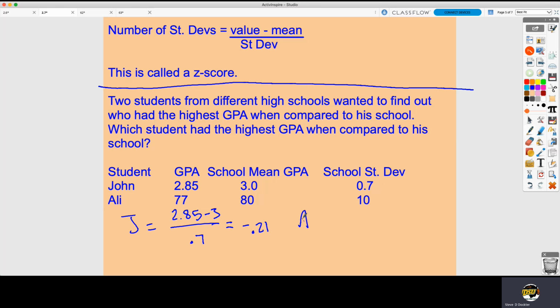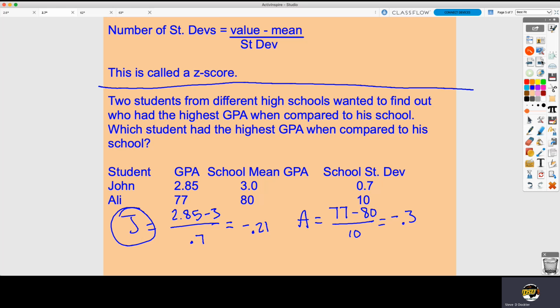For Allie's, we're going to do the same thing. We take her value minus the mean and divide by the standard deviation. So this would be a negative 0.3. Which student had the highest GPA when compared to their school? It was John's. The higher the better. Any questions there? With z-scores, as long as you have the equation, the concept is pretty straightforward.